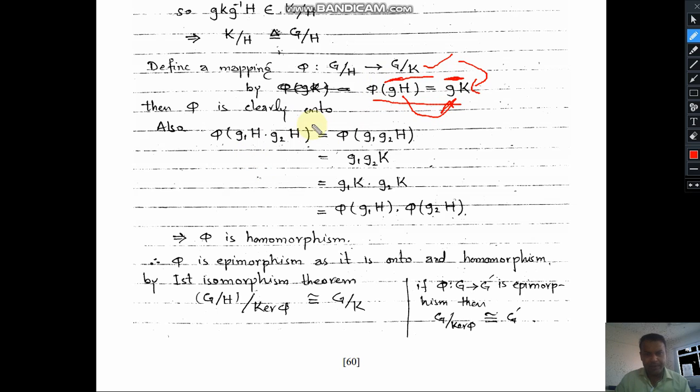Again, we will show that this mapping phi is a homomorphism. So in homomorphism, we will see the mapping of the composition of two elements must be equivalent to the composition of their individual mappings. So here first we will apply the property of cosets. G1H will be multiplied by G2H, and this G1 and G2 will be written separately, and H into H will be written as H. So this will be equal to G1G2H.